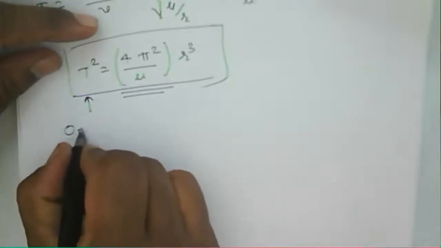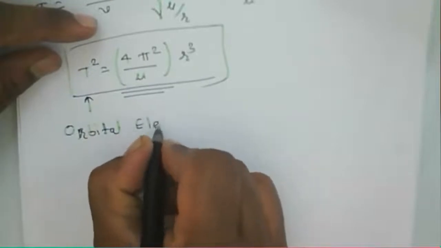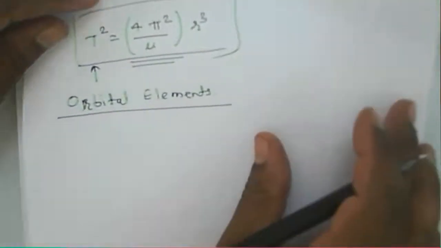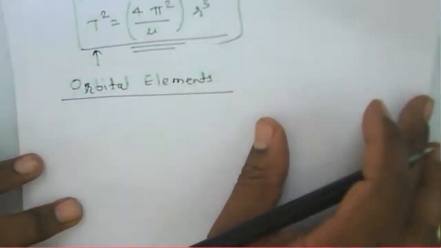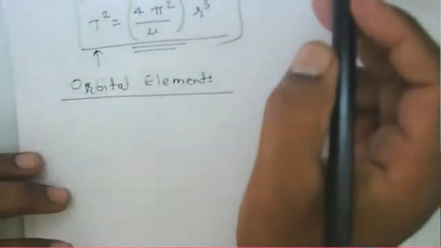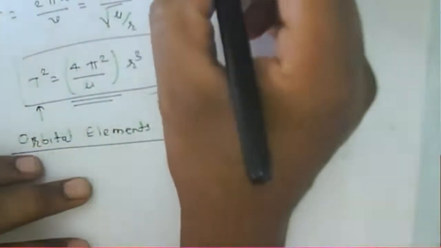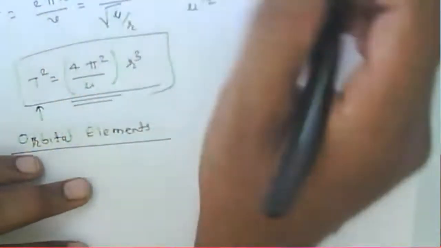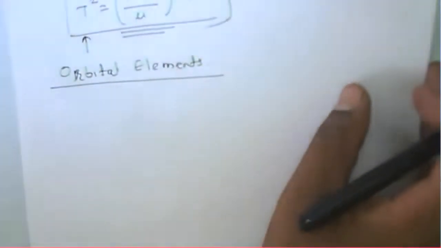Now we can talk about what the orbital elements are. What are the various orbital elements? Earlier we have seen that there is the elliptical orbit. Right now we have just mentioned that this distance and this distance are the same, in this particular diagram.